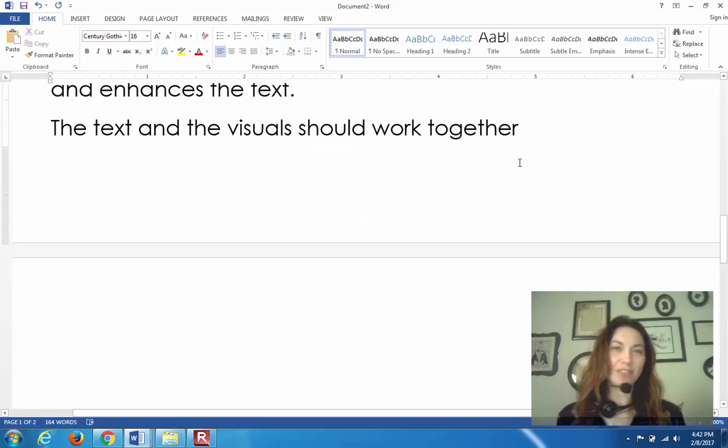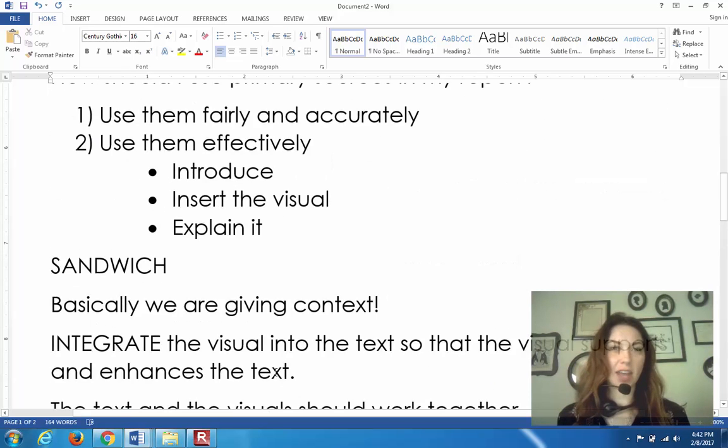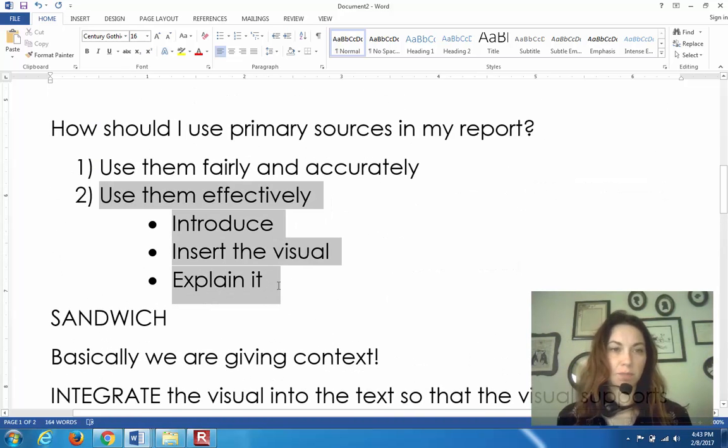The text and the visuals should work together. Okay? I hope that makes sense. Spend some time looking over the student example to see how they do that. But you can kind of see that the person uses that sandwich method.